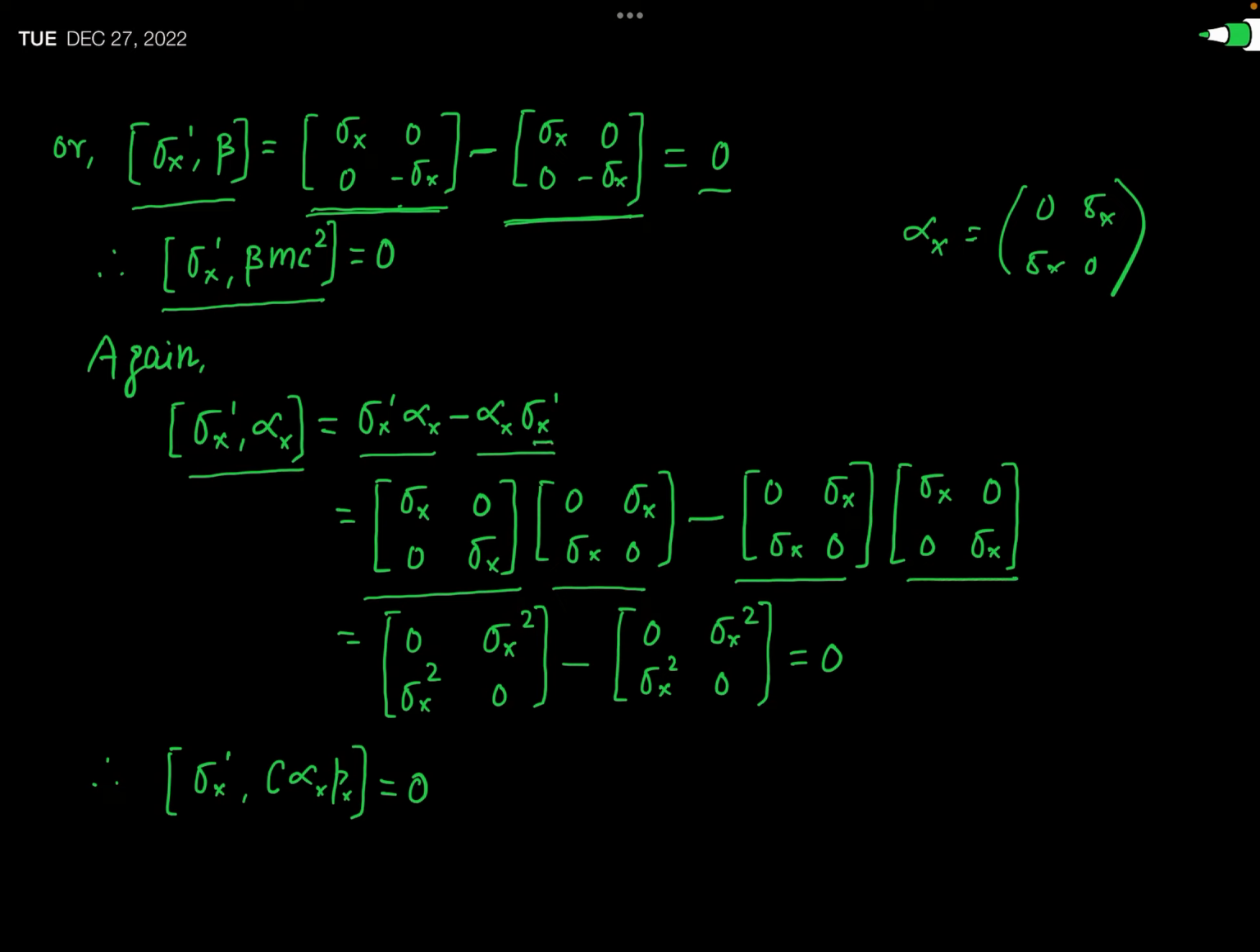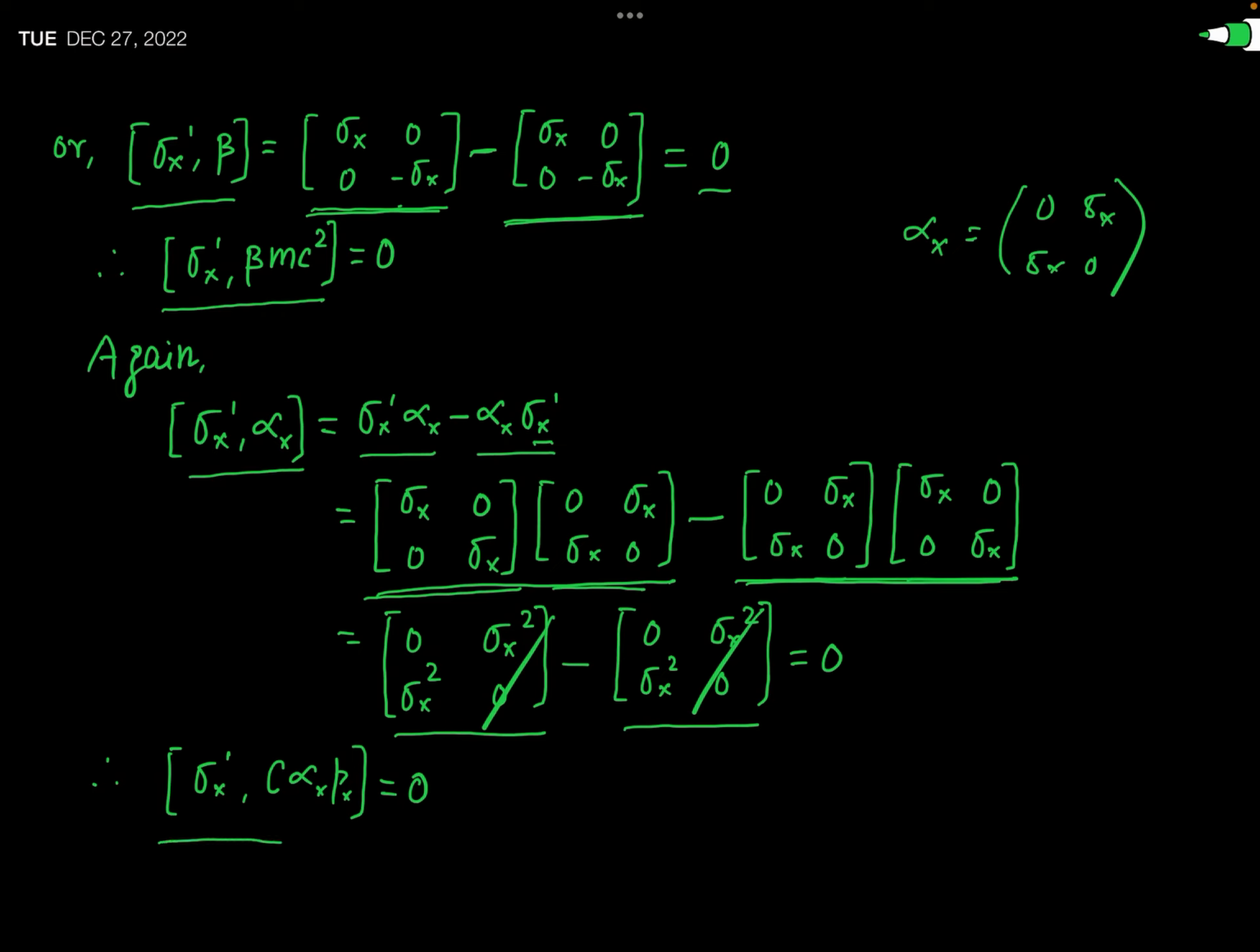Now let us multiply the first two matrices on the RHS. After multiplication, you will get the matrix 0 sigma x squared, sigma x squared 0, and the product of the other two matrices is also the same. Since both of these matrices are equal, they will cancel out and our result is 0. So the commutator of sigma x dash and alpha x is 0.